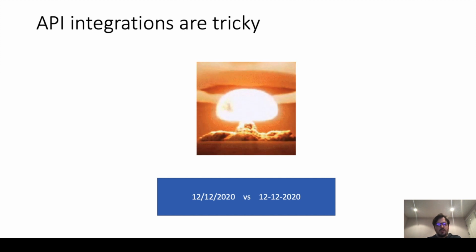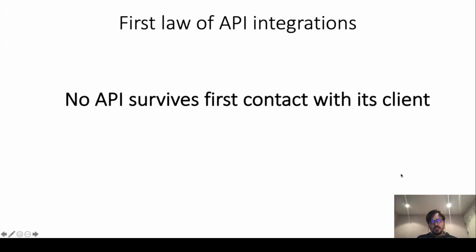Now, experience kind of tells me that there is like a fundamental law of API integrations, which is that no API server survives first contact with its client. And documentation-driven development may not prevent this, but it will definitely help to reduce the chances of failure when integrating the server with the client, and it will definitely help us catch any issues related to that integration.